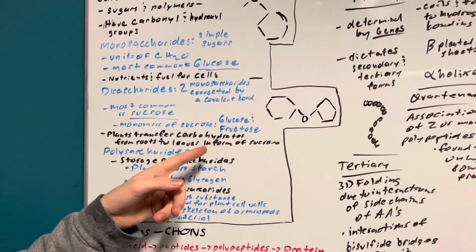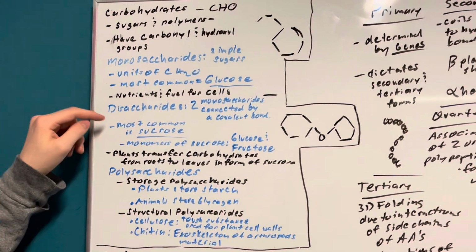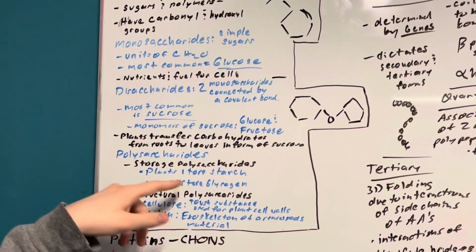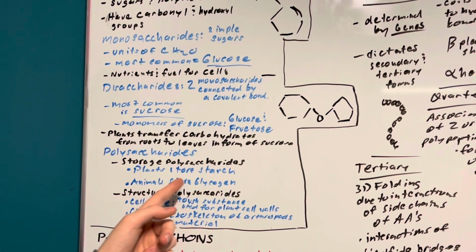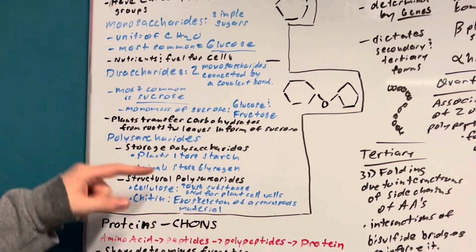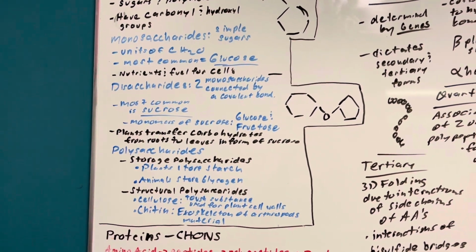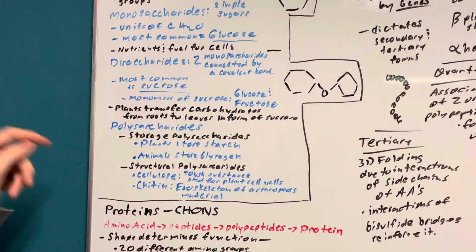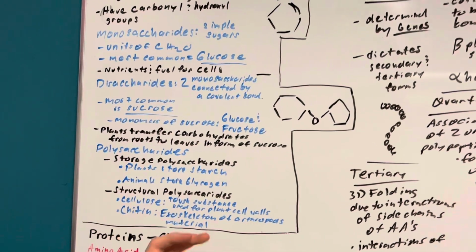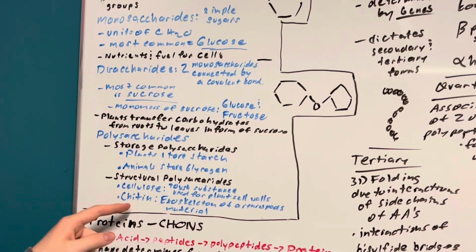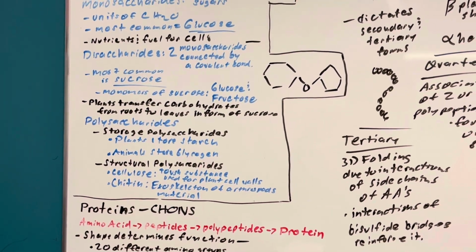Plants transfer carbohydrates from roots to leaves in the form of sucrose. And now we're on to polysaccharides. There are storage polysaccharides, such as starch, which plants store, and glycogen, which animals store. These are both used for storing glucose. Polysaccharides are made up of many monosaccharides, more than 2. There are also structural polysaccharides, such as cellulose, which is a tough substance used for plant cell walls, and chitin, which is the exoskeleton of arthropods.